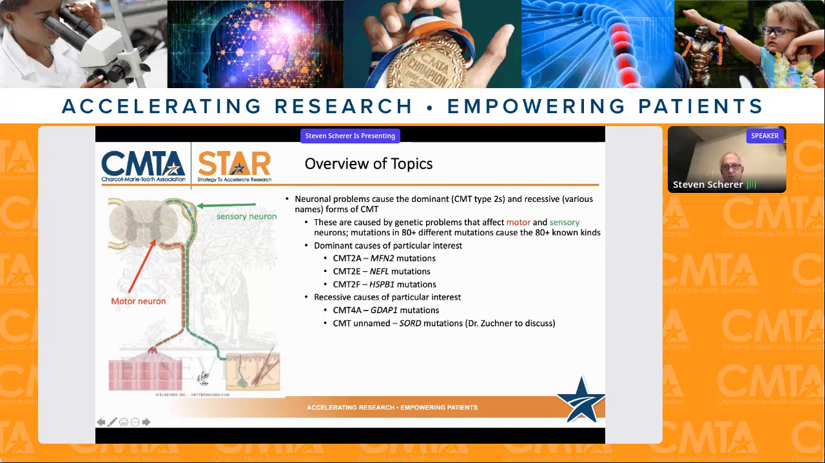The commonest forms of CMT, for the type 2s, are those caused by mutations in a gene called Mitofusin 2. And third or fourth on the list would be mutations in a gene called neurofilament light, which causes CMT type 2E. At the very end of the talk, I'm going to get to CMT2F, which is caused by mutations in a gene called heat shock protein beta 1.